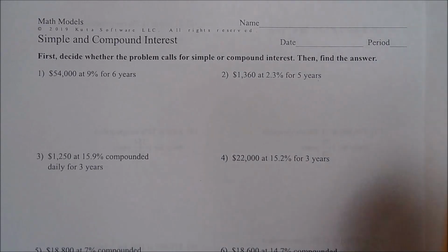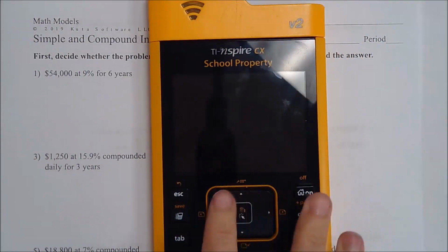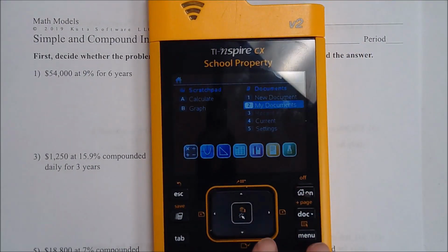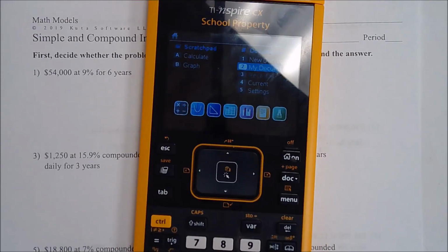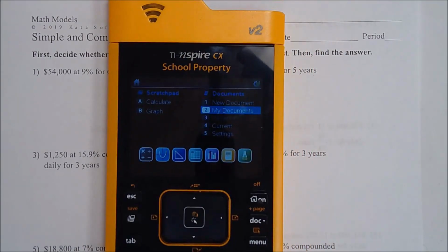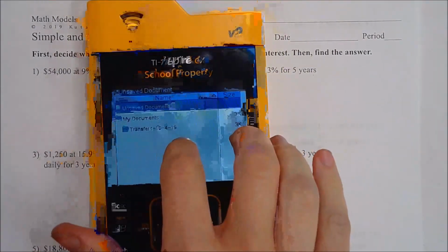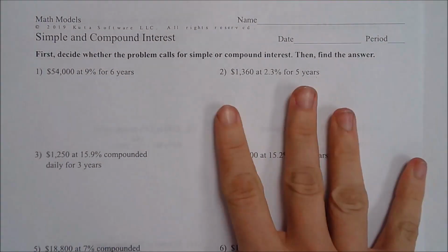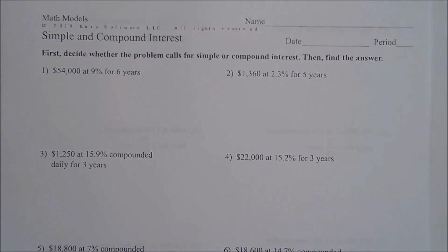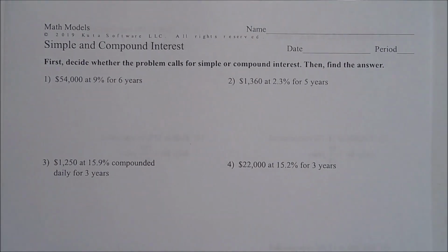Today we are going to be calculating simple interest and also compound interest. And for compound interest, we are going to use the program that you guys put into the calculator last week. So make sure you've got your TI Nspire and make sure you've got your assignment. So let's jump right in.